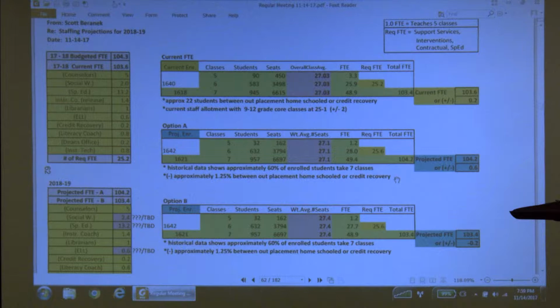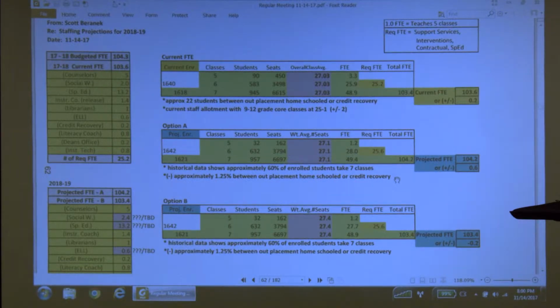Credit recovery, that's a certified teacher we have dedicated to just help our fifth-year seniors or our students that are lacking in credits. They cover the Apex lab, and those students come in and do classes online, and then we have to have a certified teacher in there because there's some grading involved.